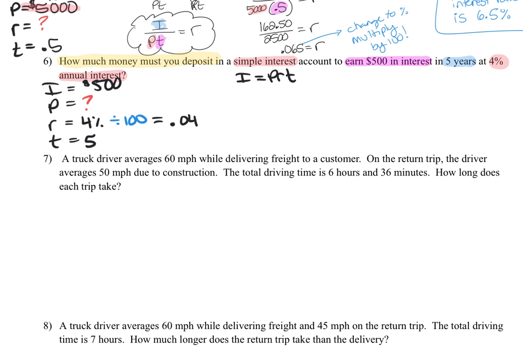Both will work. So let's plug in our I was 500, right? Equals, we don't know the P. Our R was 0.04. Our T was 5. On this right side, everything's being multiplied, so I can multiply 0.04 and 5 together. What do you get when you multiply those two together? Okay, so we have 500 equals P times 0.2. All right. How do we get P by itself? Divide by what? 0.2. Let's divide 500 by 0.2.